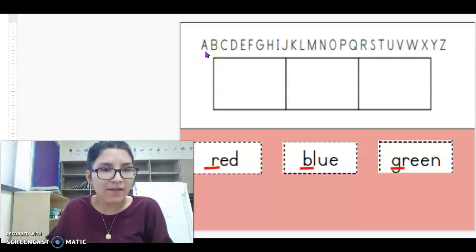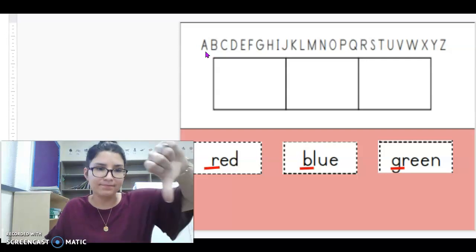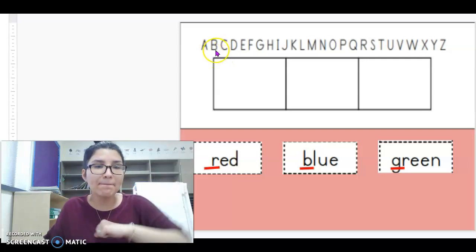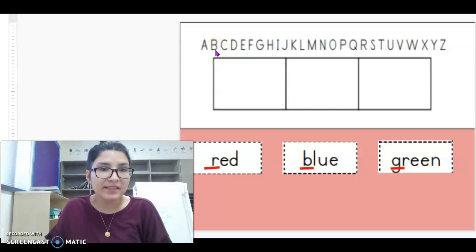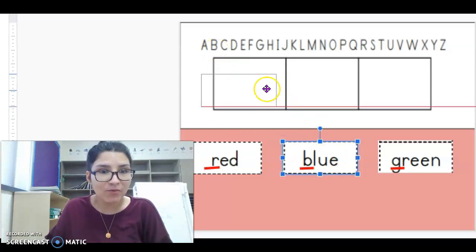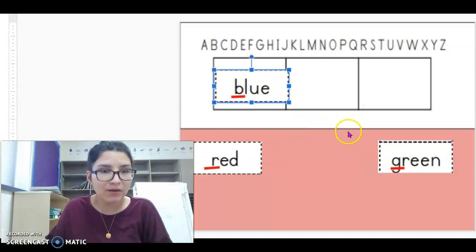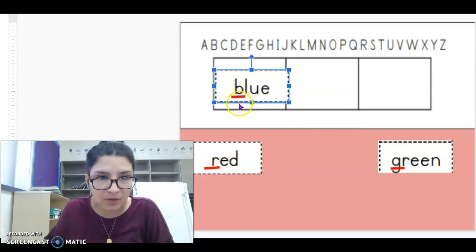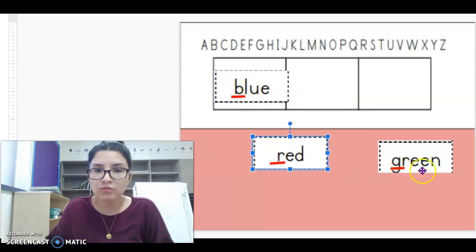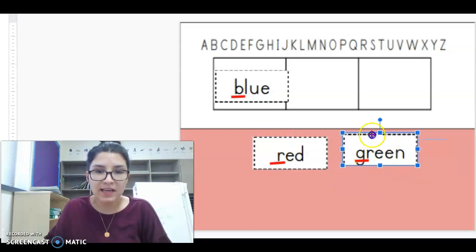So, do we have a word that begins with A? What about B? Do we have a word that begins with B? We do. We have the word blue. Good job. So, do you see how we use the B to put this one here? We didn't use the rest of the letters. We used the letter B. Okay? So we have two more words, red and green. Let's continue putting these words in alphabetical order.